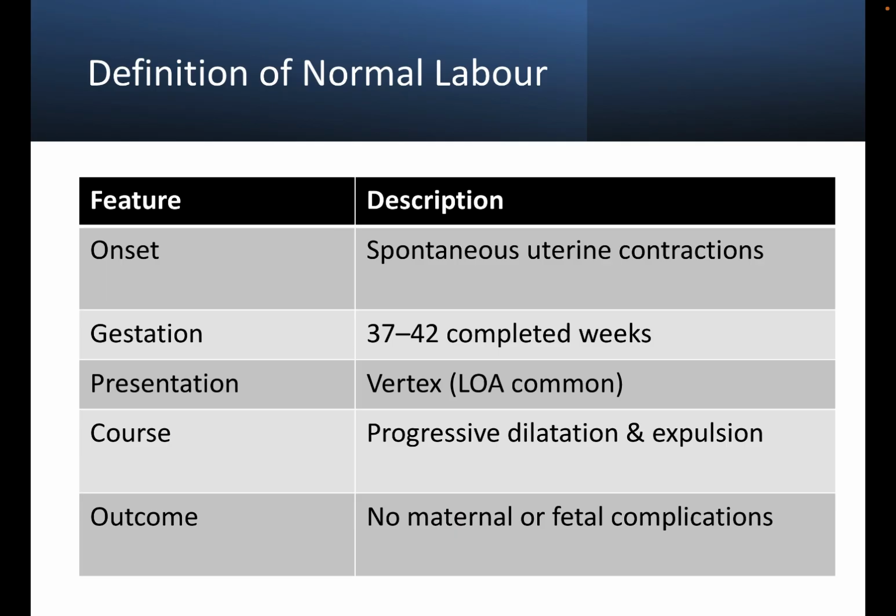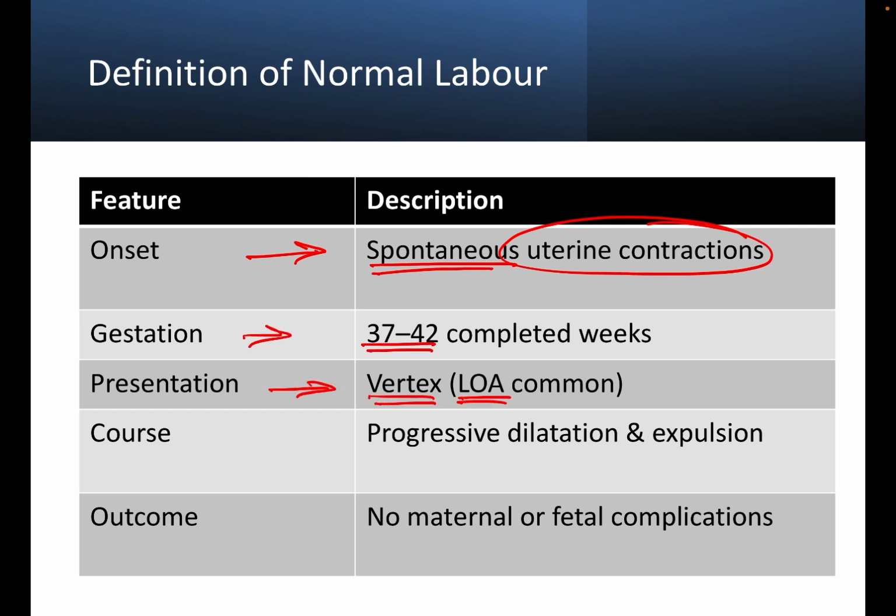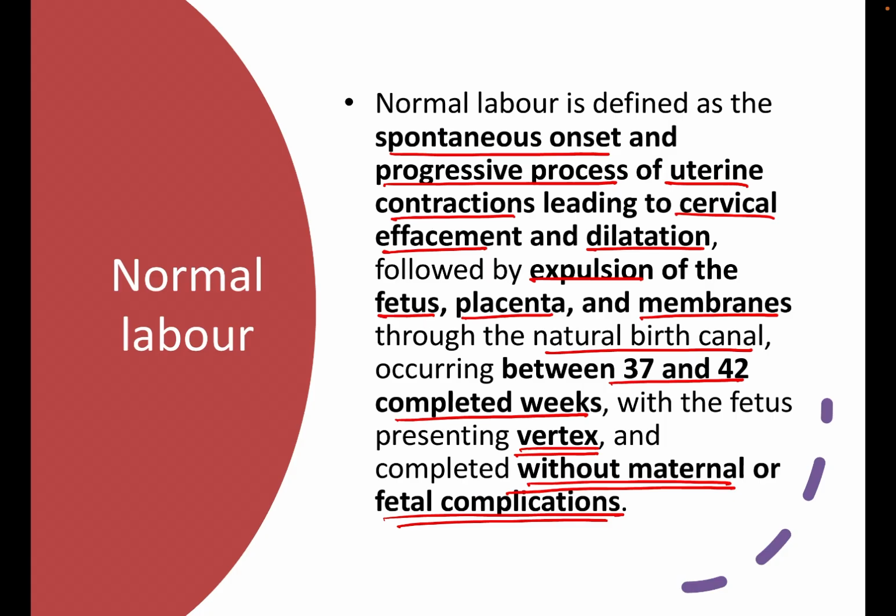The onset of normal labor is usually spontaneous uterine contractions. Gestational period is 37 to 42 weeks. Presentation is vertex, where left occipito anterior is the most common. Course is progressive dilatation and expulsion, and outcome is no maternal or fetal complication. So this is the summary of the previously held long paragraph.